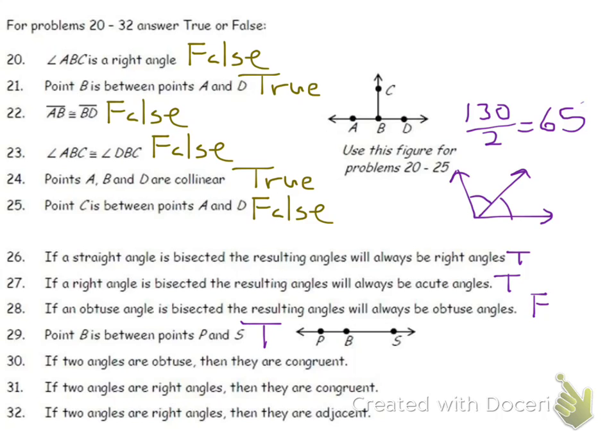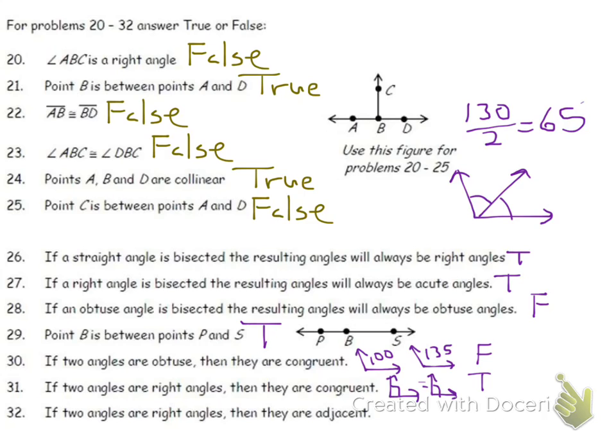30, if two angles are obtuse, then they are congruent. If I had an angle that was 100 and an angle that was 135, those are not congruent. So that's false. If two angles are right angles, then they're congruent. Well, right angles, we know they have to be 90, so they'll both be 90, they'll be equal, and if their measures are equal, therefore they're congruent, so that's true.